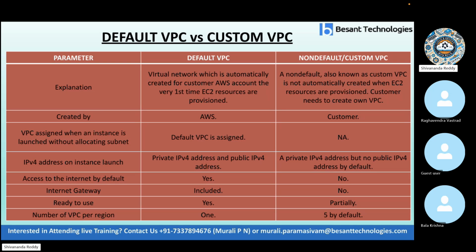For example, how many VPCs can I create as a customer? Only 5 VPCs I can create. But default, how many can you create? Only one. In one region, only one will be there. Okay. Any questions?